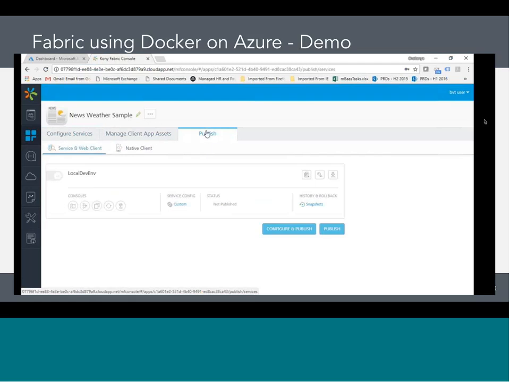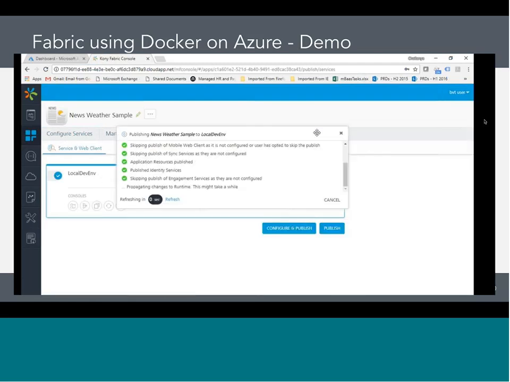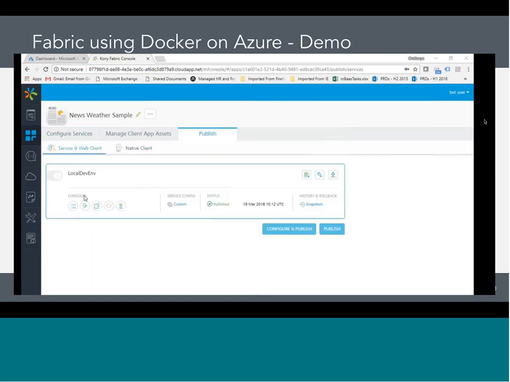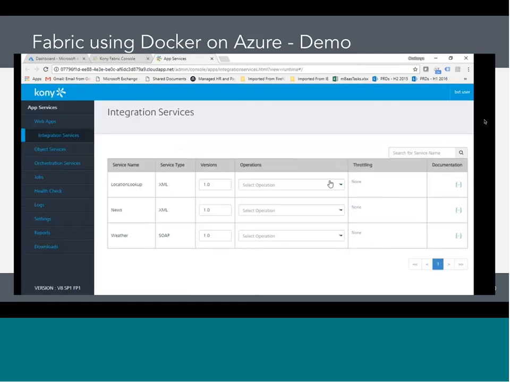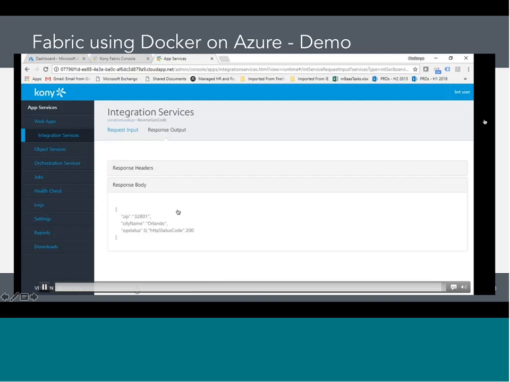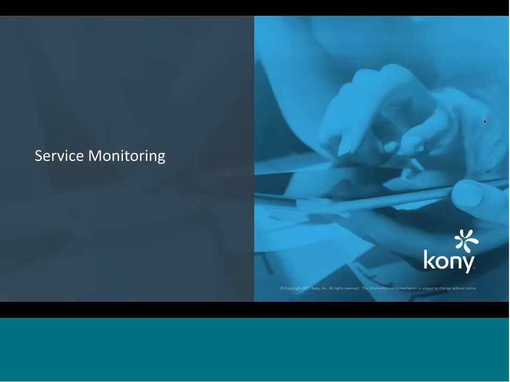So we just imported a package, and we're going to publish it to the created environment. Once it's published, we are going to test it to ensure that it is working end to end. The successful response proves that the setup is correct. So this was a brief demo about Fabric using Docker. Now let's move on to the next feature that we are going to show.